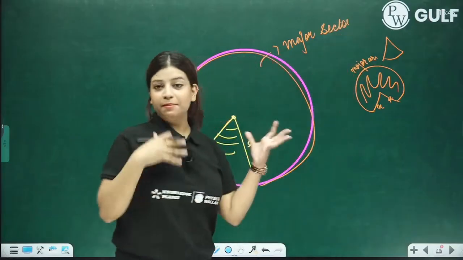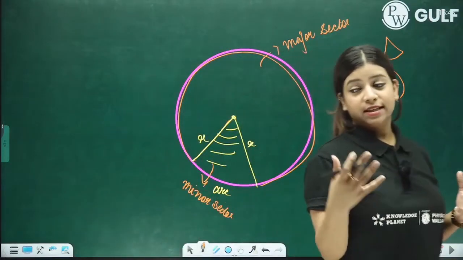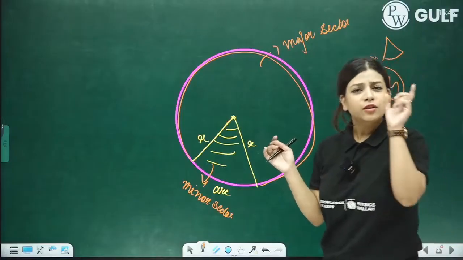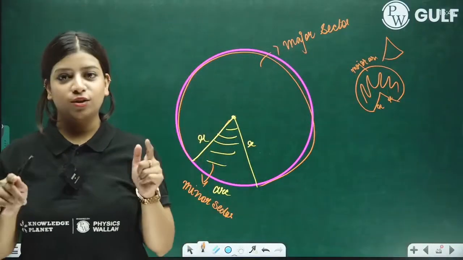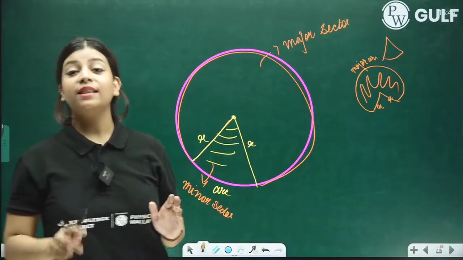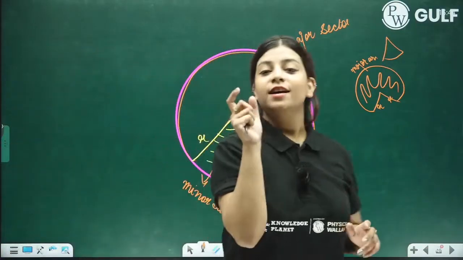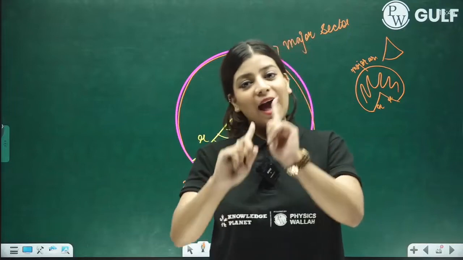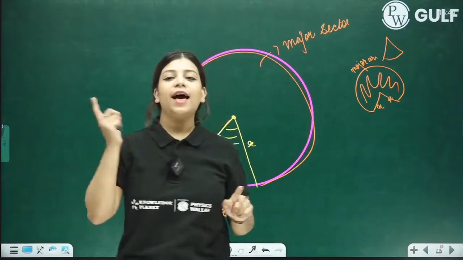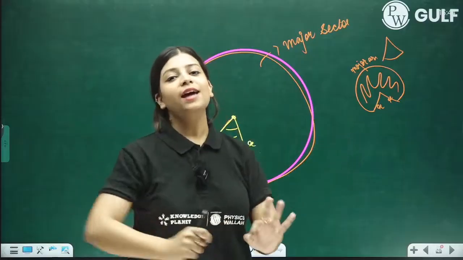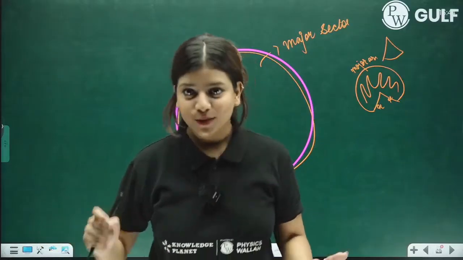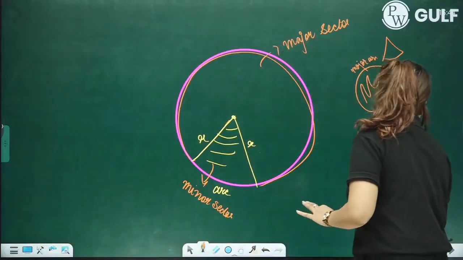Right? So this is the minor sector and this is the major sector. When we talk about these two, it's not only one slice, it is the rest of the slice too. You just have to see that that particular thing is made up of two radii and one arc of the circle, and that arc can be the major arc, can be the minor arc as well. So this is what a sector means.